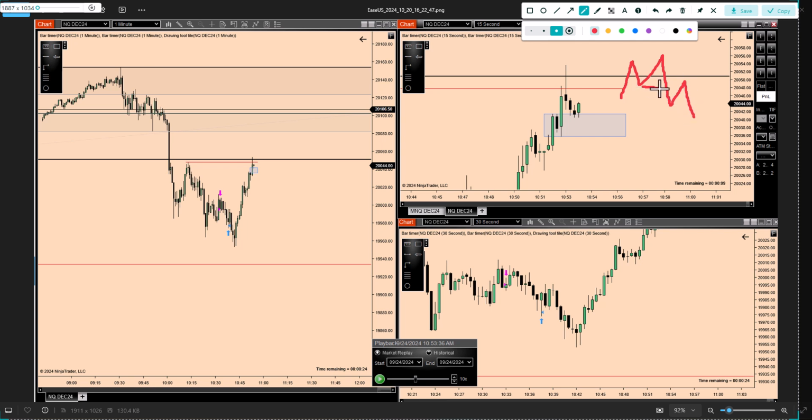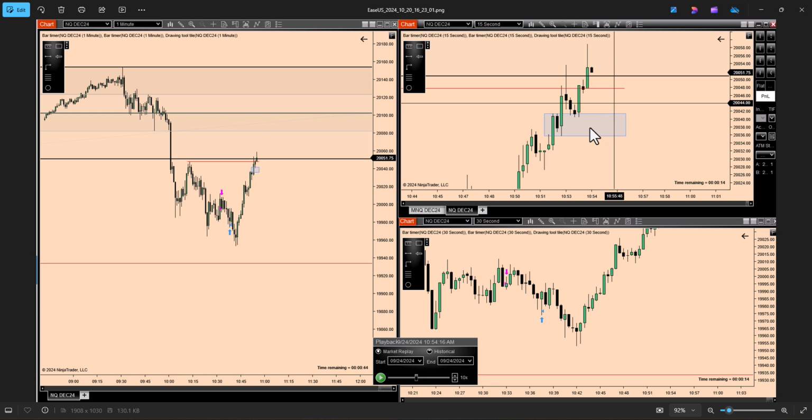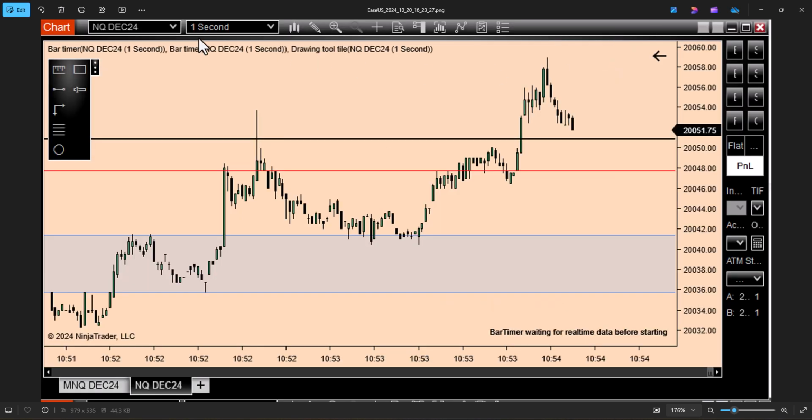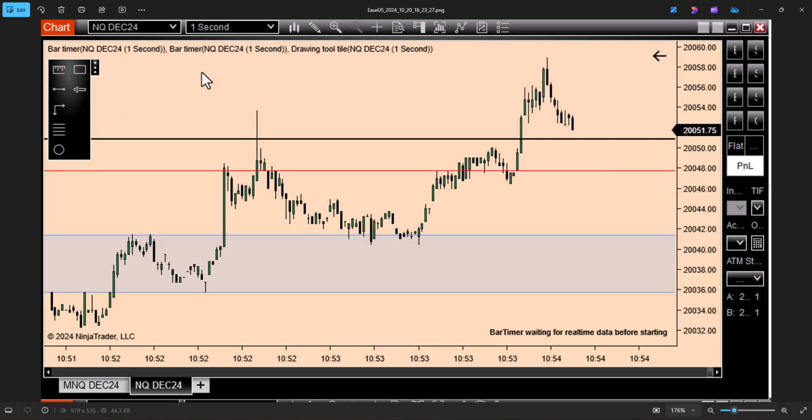Okay, market structure shift. And you are trying to short this, but we already tapped into this bullish zone, and it is likely that price will continue to the upside. So as you can see, price traded to the upside. And this is on the 1 second time frame. So this is the 15-second time frame, and this is the 1 second.